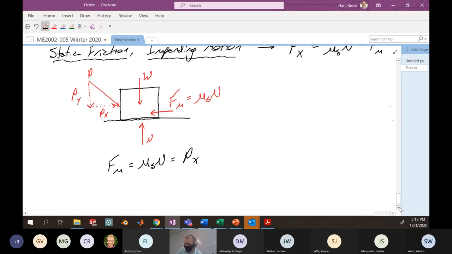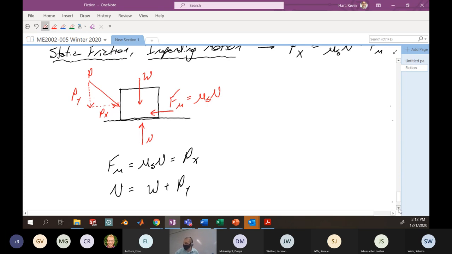All right. So it's going to be equal to the x component of the load. We're just about to get this thing to move. All right. We still have our normal force, which is going to be the weight plus whatever load we have in the y direction.